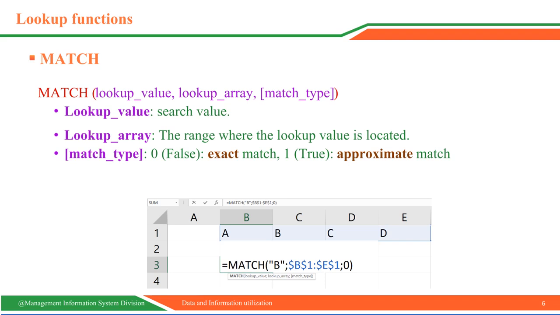Example: MATCH("B", B1:E1, 0). This searches for the value B in the range B1 to E1, using an exact match. The result is 2, because B appears in the second position of the range.